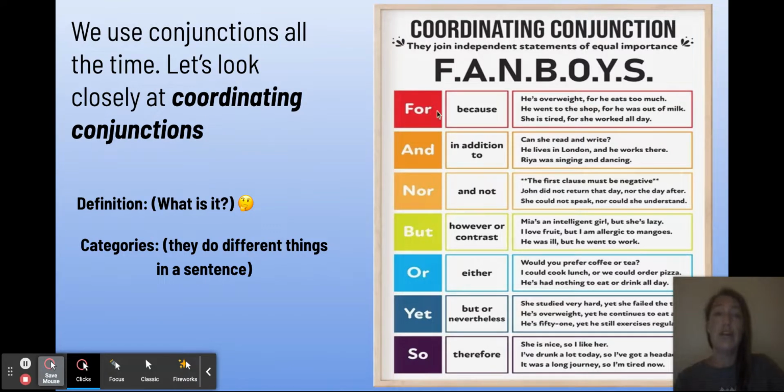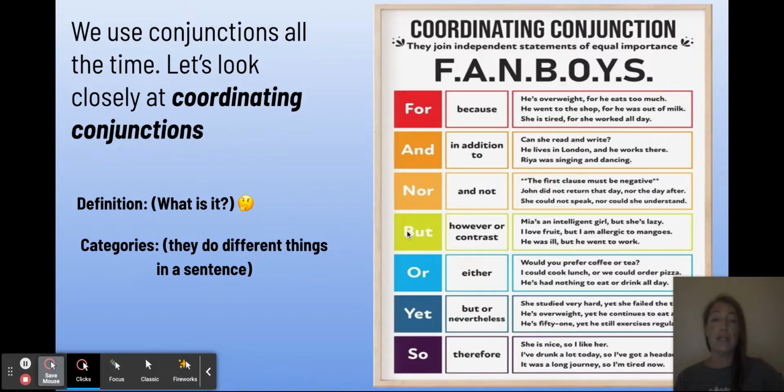So let's look at the conjunction "and." He lives in London and he works there. So living in London, working in London, it's the same amount of importance. The word "and" is joining those together. It means that they are similar things and they belong together.